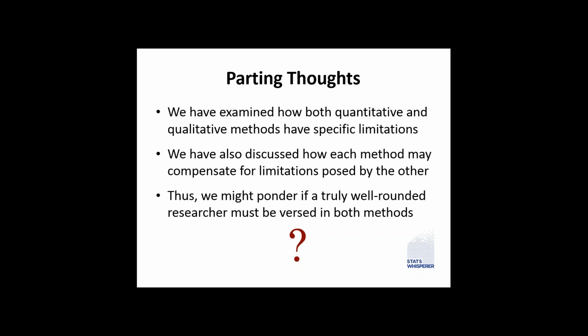So we've examined how both quantitative and qualitative methods have specific limitations, in our first few weeks. We've discussed how each method actually compensates for limitations posed by the other. So both methods have strengths, both methods have limitations, but the combination of the two addresses the limitations. So you end up with a good number of strengths. So that's our thought process. So we might wonder if a truly well-rounded researcher might need to be versed in both methods. So that's the thought I will leave off with in this program.